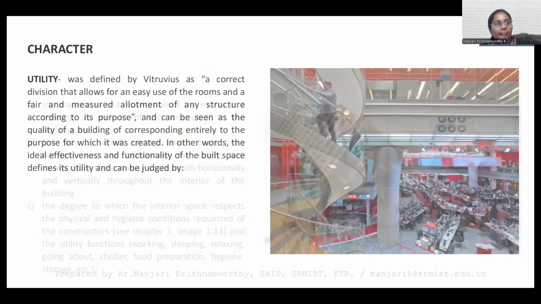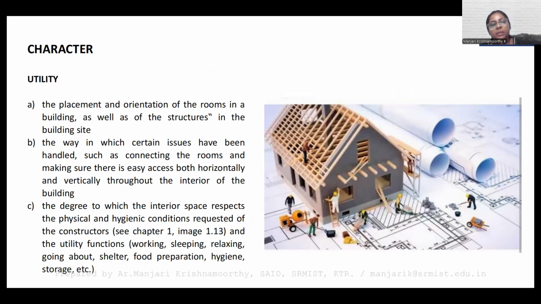So utility can also have certain issues that can be handled: connection of rooms, making sure the accessibility is uniformly done in horizontal and vertical manner in the interior of the building, and also having proper hygienic and physical conditions where you can see people working, relaxing, trying to talk about shelter, food preparation, hygiene, and storage.